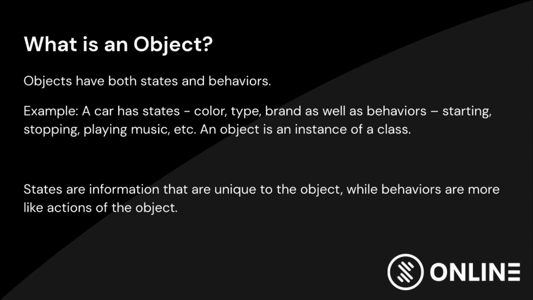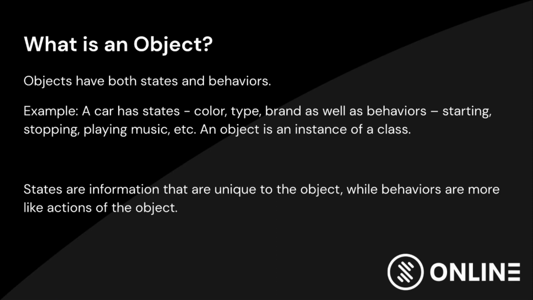States are information that is unique to the object, while behaviors are more like actions of the object. So let's compare two cars, a Tesla and an Audi. The Tesla, let's get a red Tesla Model 3. So it's a red color, the type is a Model 3, and the brand is a Tesla. Those are the states. Our Audi, however, might be an Audi A4 that is gray or silver, and the brand is Audi.